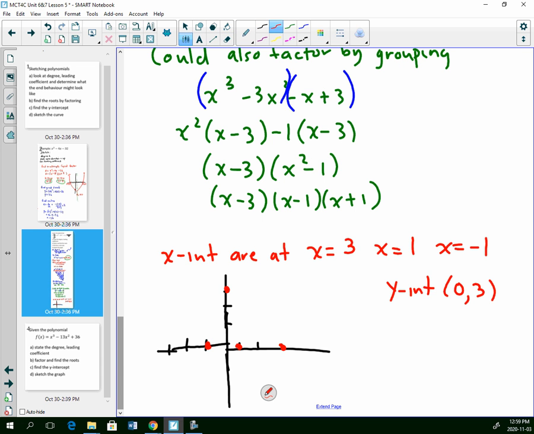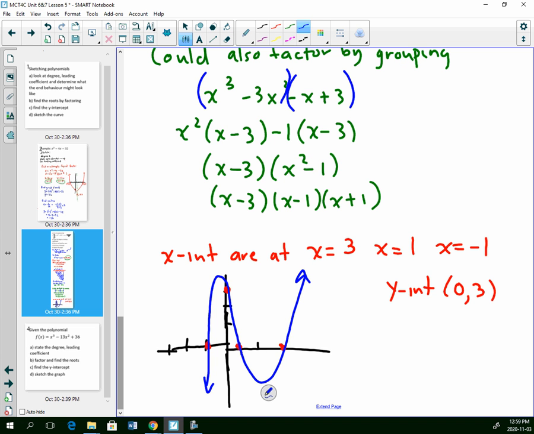So it's up here. I am not really going to be worrying about your turning points. You can just sketch it from here. So I know it's going to start at the bottom. It's going to turn, come through the y-intercept, go through the x-intercept, turn, come back through and go up.